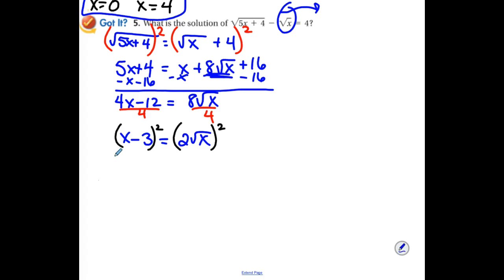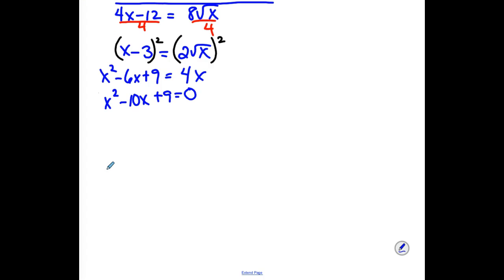Okay, I'm going to pause the recording. Go ahead and finish this one up. All right. So squaring x minus 3, you should have x squared minus 6x plus 9. Squaring the other side, you should have gotten 4x. Subtracting the 4x to the other side gets us that. Factoring. So solutions could be a 9 or a 1.